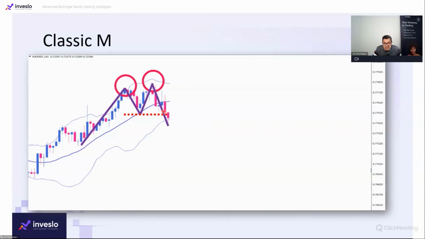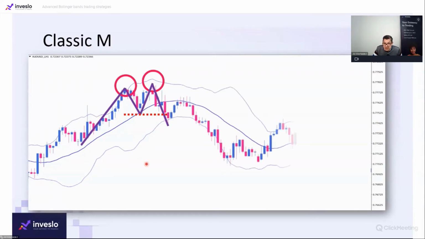And you see, along with that, the price just dropped below the middle line, which is the simple moving average. Okay, it means we are in selling territory. So by considering these three rules, or three implications, we can have this nice classic M pattern here, and afterward usually we have the downward movement consequently.